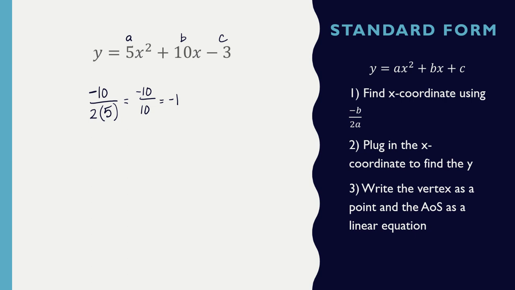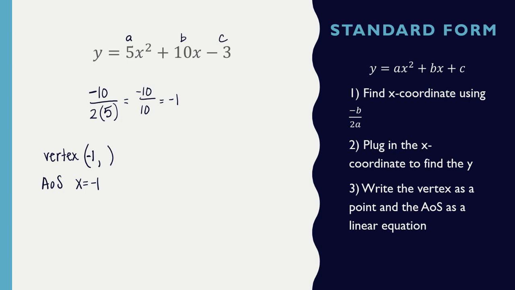Now, this -1 tells us two different things. When we are looking at the vertex of the parabola, the vertex is going to be a point, and that point is going to be at (-1, something). We don't know the y-coordinate yet, but we do know the x-coordinate. We also know that the axis of symmetry is going to be at x = -1. The axis of symmetry is a line and therefore has to be a linear equation, and it will always be x equals whatever the x-coordinate of the vertex is.